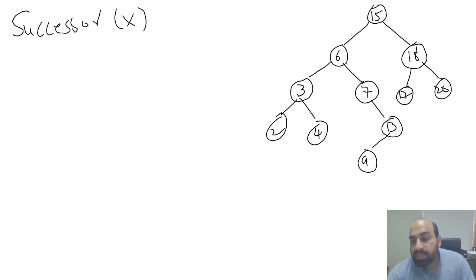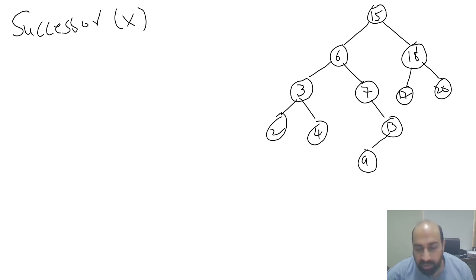For example, what is the lowest ancestor of 13? You can see 6 is the lowest ancestor of 13. So the parent of 6 is the successor of 13. So 15 is the successor of 13. Similarly, let's see 4. 4 does not have the right subtree, but 4 is the right child of its parent. So what are the ancestors of 4? 3, 6 and 15. Which one is the lowest? 3 is the lowest. So the parent of 3 is the successor of 4. So 6 is the successor of 4.